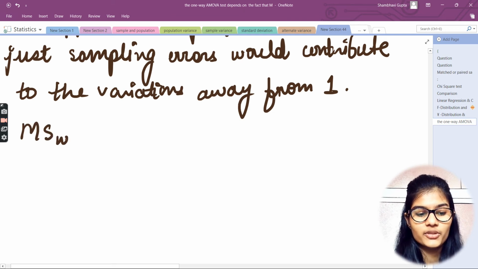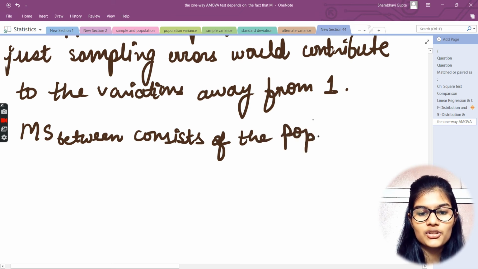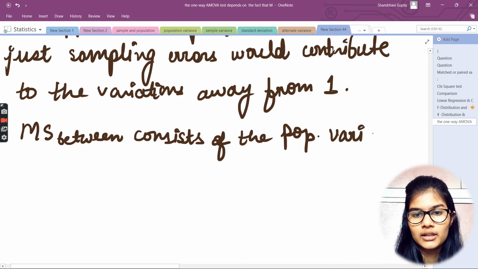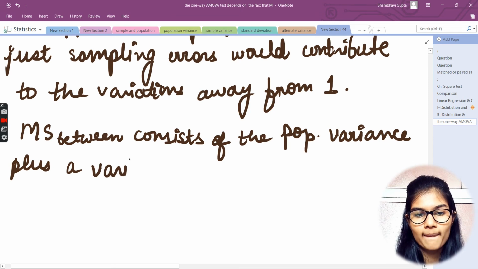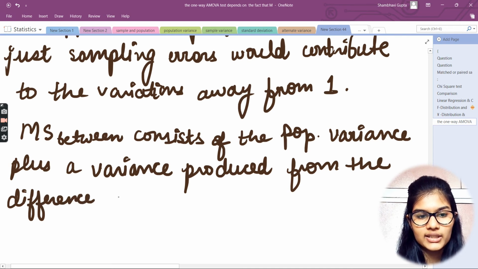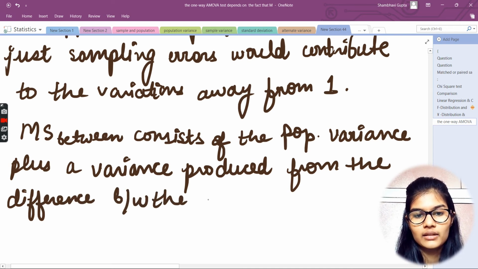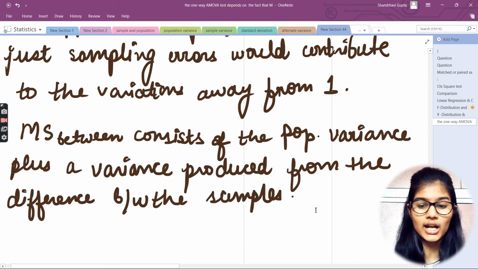Now, the MS between consists of the population variance plus a variance produced from the differences between the samples. I will repeat it and write that. So MS between consists of the population variance plus a variance produced from the differences between the samples. Okay, this is what I was telling you about the MS between.